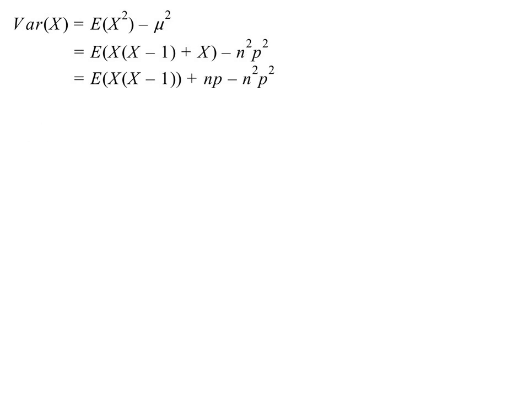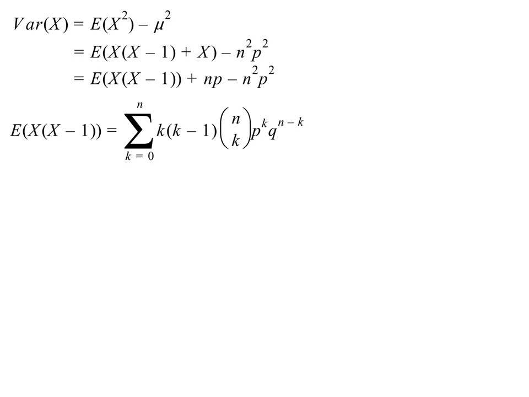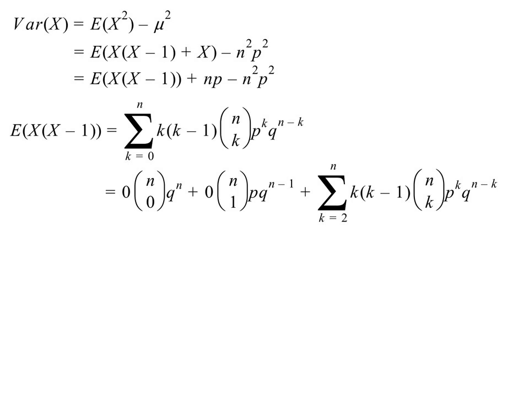So let's have a look at this expected value and play around with that. The expected value of x(x minus 1). Well, that'll be k(k minus 1) nCk, p to the power of k, q to the power of n minus k. And just like I did with the other one, I pull out the terms that I know are going to equal 0, and in this case it would be when k equals 0, because that would make the term 0, but also when k equals 1, because 1 minus 1 would be 0.